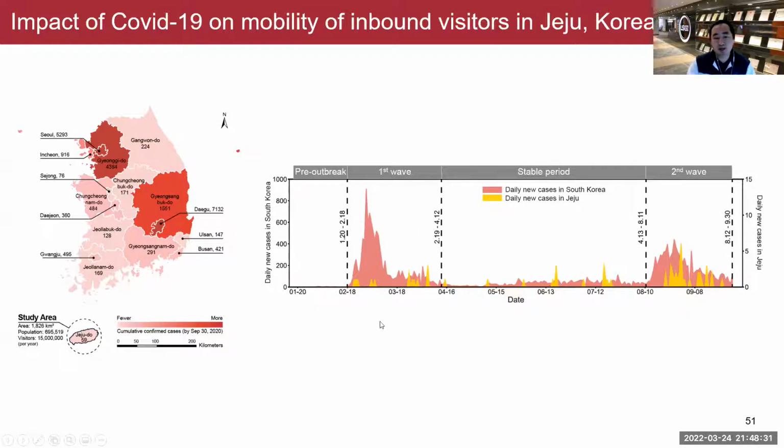And as you see in 2020, South Korea has experienced two waves of national outbreak. The number of daily cases is shown in red here, while Jeju also has sporadic cases over time. So we want to quantify how the pandemic, spread both nationally and locally, affects the travel patterns of people to the island.